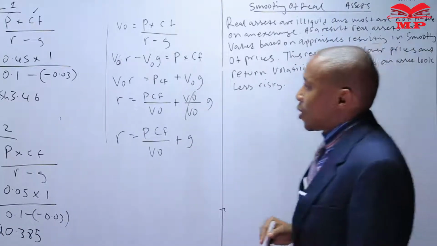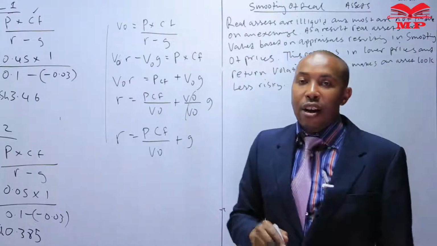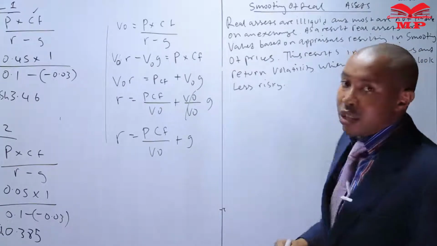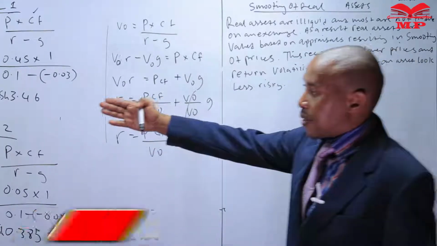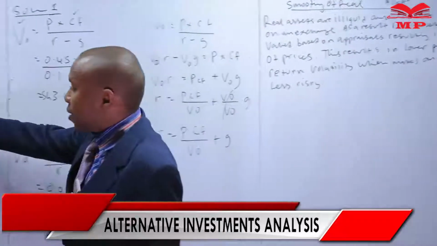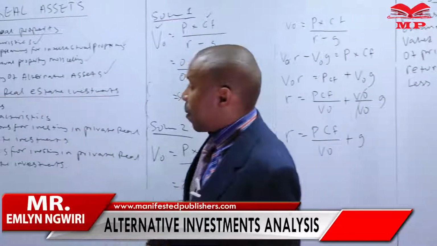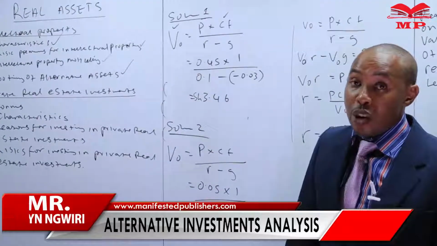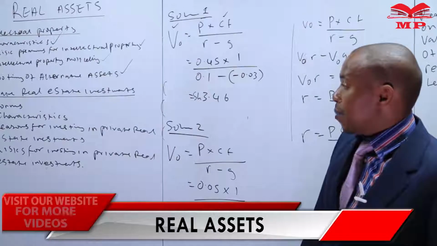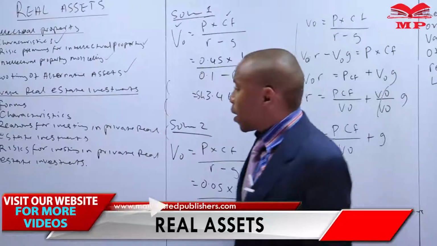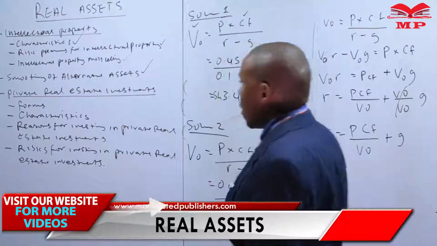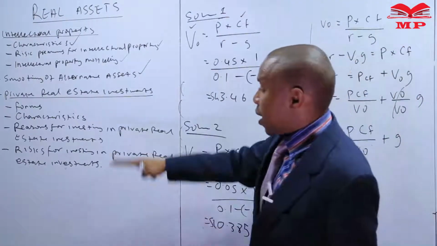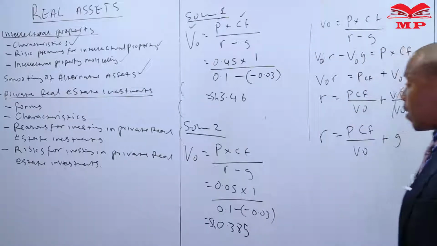Now, once we've looked at the smoothing of real assets, we can concentrate on another subsection which deals with private real estate investments. From this summary, we are saying that private real estate investments are a key focus. There are private real estate investments, and we will also look at public real estate investments. To start off with private real estate investments, we will look at the forms, the characteristics, the reasons for investing, and also the risks.